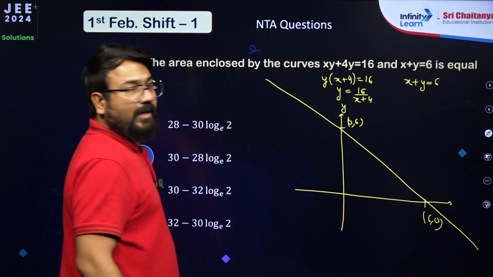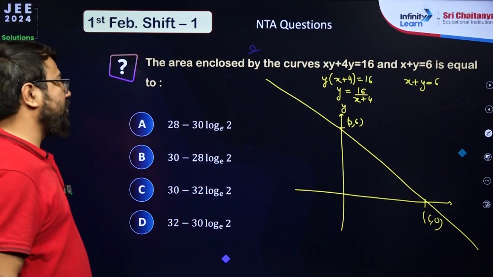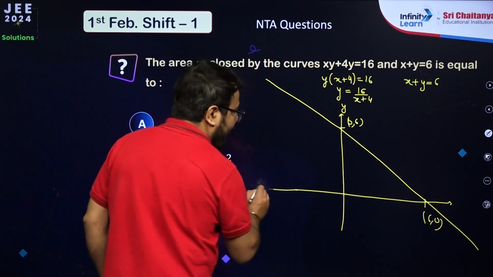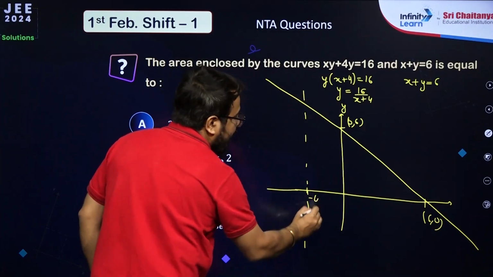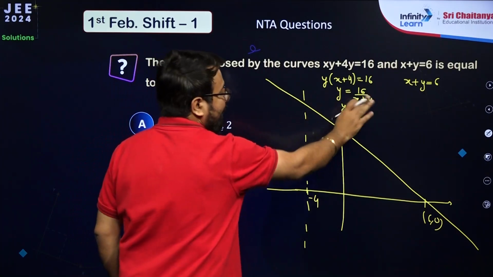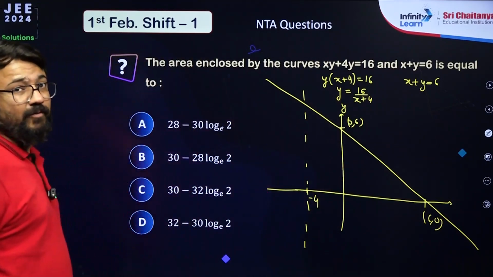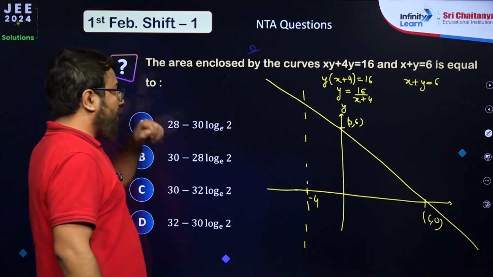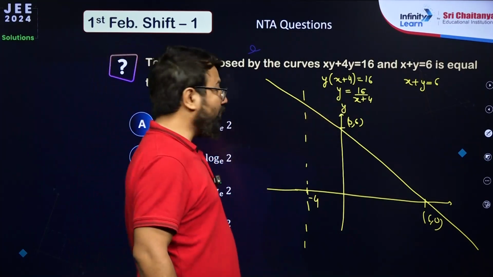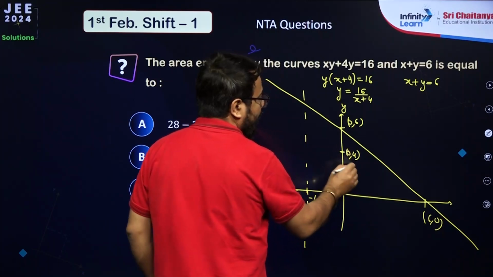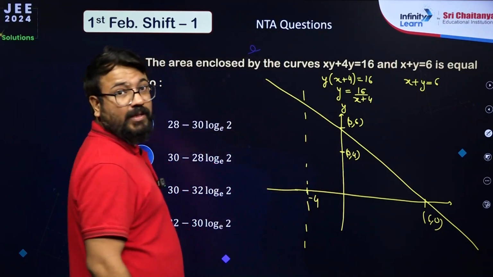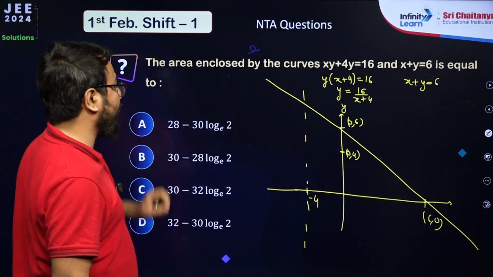Alright. Now let us find the point of intersection of these two curves. At x is equal to negative 4, this is an asymptote, x is equal to negative 4. I cannot substitute x is equal to negative 4 over here. Moreover, at x is equal to 0, the value of y will be 4. So the curve is passing through this point 0 comma 4. I hope you are able to understand this.